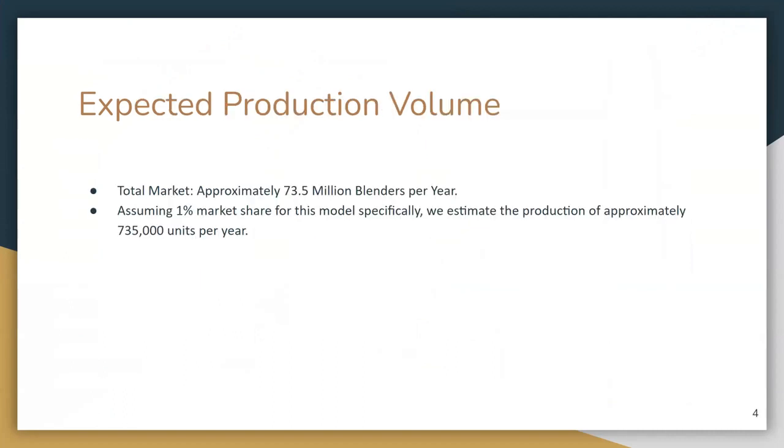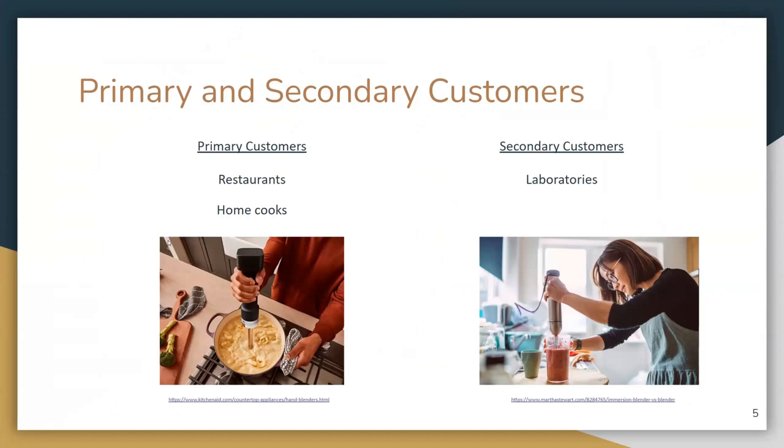We expect that the production volume of our product will be approximately 735,000 units per year. And we identified our primary and secondary customers as restaurants and home cooks and laboratories respectively.